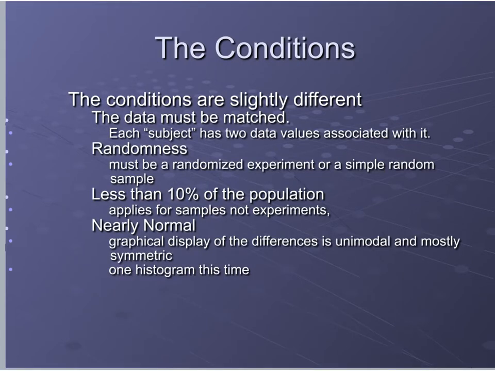The conditions are slightly different. If this is a matched pairs t-test, we need to make sure that we have matched data. This is how we determine the difference between the matched pairs and the 2 sample t. Are they independent samples or is it matched? The subject usually has 2 data values associated with it. We still have to have a randomized experiment or a simple random sample. It still has to be less than 10% of the population, which applies for samples, but not experiments. And then the nearly normal condition, you check this on the differences. So you look at a graphical display of the differences, and you only have one histogram this time, because you're not looking at the before and after data, you're looking at how it changed.